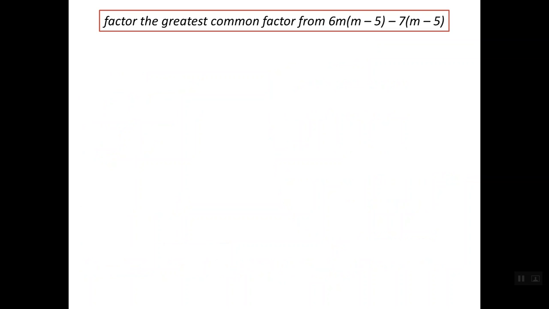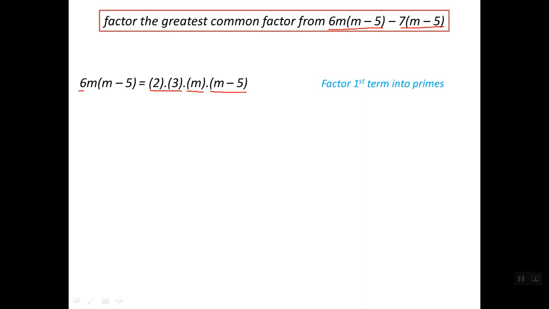Let's talk about this last example. Factor the greatest common factor from 6m multiplied by m minus 5, minus 7 multiplied by m minus 5. So here we have two terms. The first one is 6m multiplied by m minus 5. We start the factoring process. Regarding the coefficient, which is 6, its factors are simply 2 and 3. M is alone, and m minus 5 is alone.